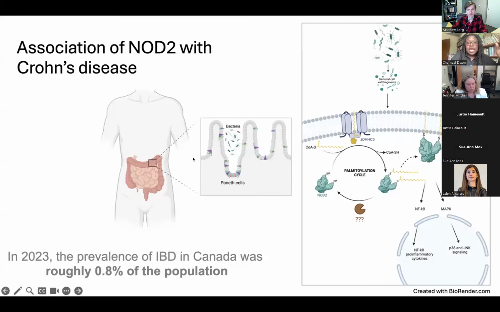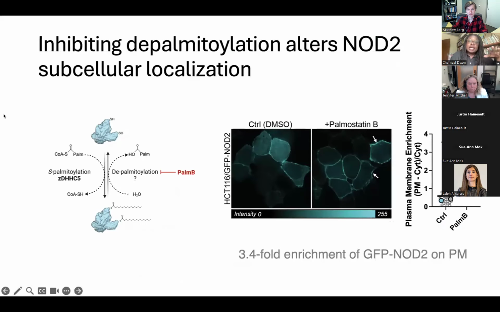Now, the work that I'm presenting today is actually going to be building on all of that research. We've identified the thioesterase that's responsible for removing those palmitates and allowing NOD2 to re-enter the palmitoylation cycle. Unlike other types of protein lipidation, the covalent attachment of fatty acids to cysteine residues via a thioester linkage can be reversed. I'll say that prior to this study, nothing was known about the reversibility of this modification on NOD2, and there were absolutely no clues as to the identity of the thioesterase that was depalmitoylating NOD2.